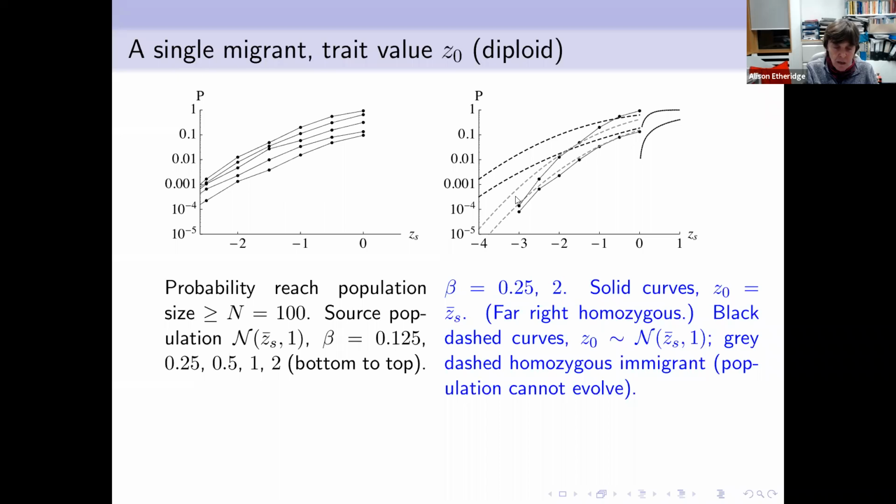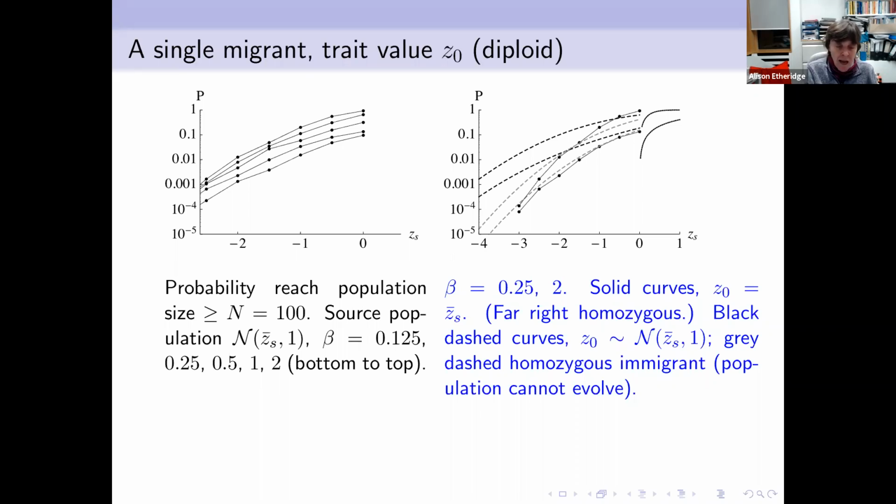Now, the straight lines here correspond to a homozygous migrant. So that's one, sorry, that's the wrong way around. These correspond to fixing the trait value in the migrant. So these solid curves correspond to choosing the trait value in the migrant to be exactly Z_S bar. So I'm not allowing myself any good luck in choosing a good immigrant to found this population. I'm just letting selection do the job.